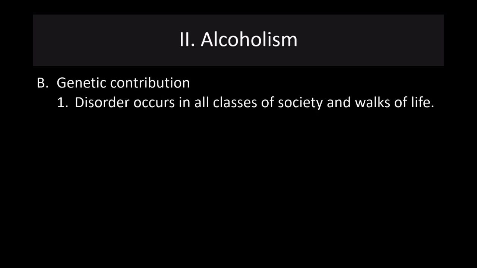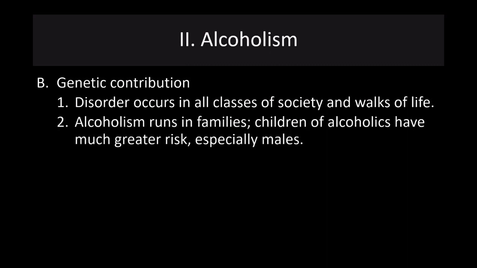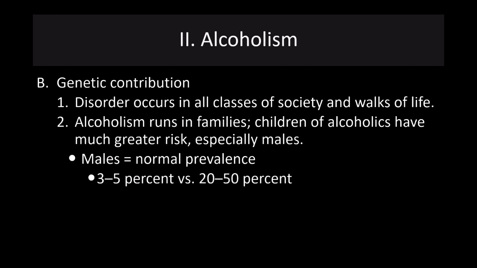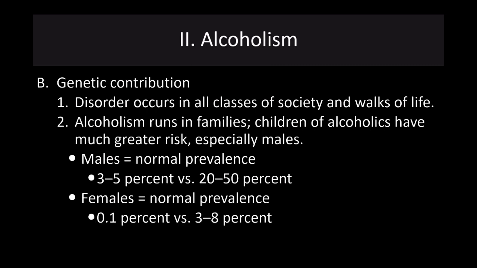There are certainly genetic contributions. The disorder occurs in all classes of society and all walks of life. It does tend to run in families. Children of alcoholics have a much greater risk, particularly male children of alcoholics. So the normal prevalence is about 3 to 5% in the population. If you are the child of an alcoholic, it's 20 to 50% for males. For females, the normal prevalence is about 0.1%. For children of alcoholics, it's about 3 to 8%.